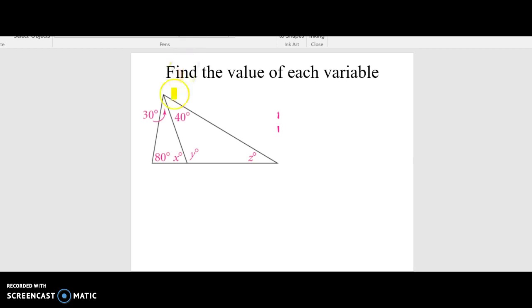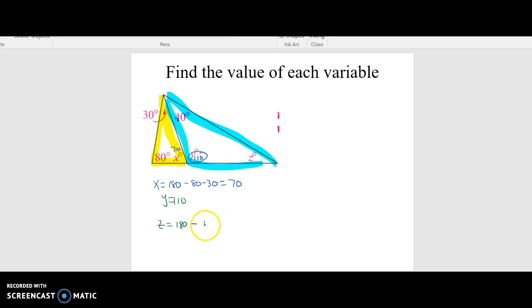So here, I'm going to use this triangle to find x. What do all three angles have to add up to? 180. So x equals 180 minus 80 minus 30, which would give you 70 degrees. Now, if this is 70, you know x and y have to add up to 180. So 180 minus 70 is 110. And now I can use this triangle to find z. So y we said is 110. And now z is 180 minus 110 minus 40, which would give you 30.